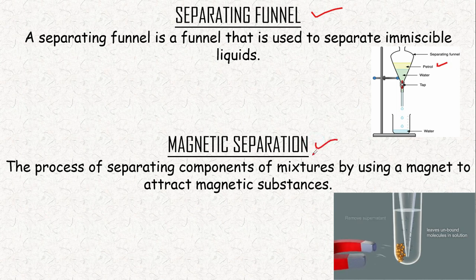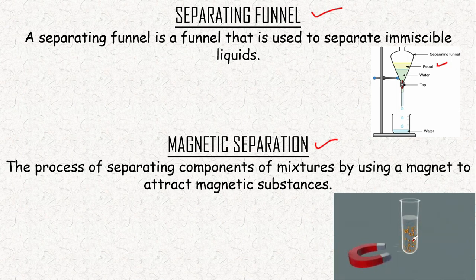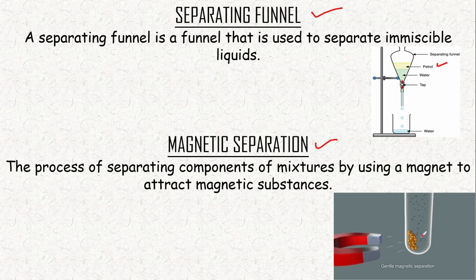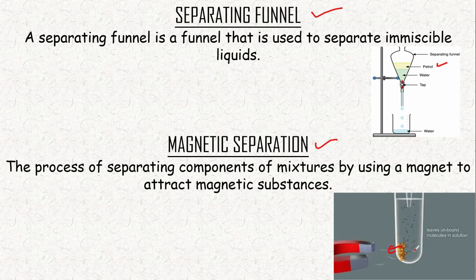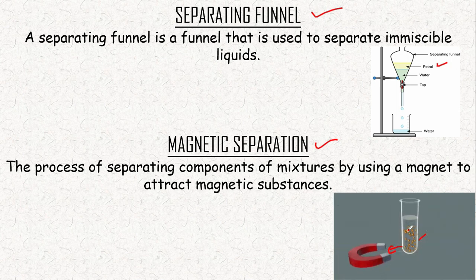Last one is magnetic separation. This is the easiest type of separation, where you separate the substance which is attracted to a magnet. Here you can see a picture where the particles which can be attracted to a magnet come towards the magnet and what is left out is taken separately. So you have separated both parts. The substance which is attracted to the magnet is on one side, and the substance which is not attracted is on the other side. This is the process through which magnetic separation is achieved.